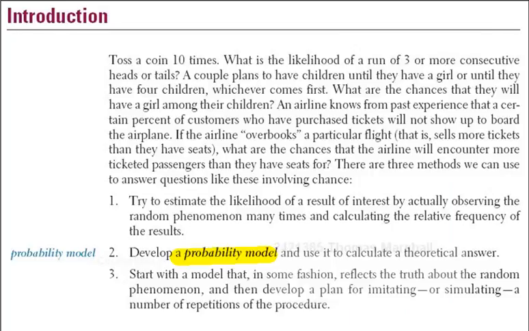Very simply, a probability model lists all the possible outcomes for an event, and we call that list the sample space, and gives the probability that each one of those outcomes occurs. So that's what a probability model is: the sample space, the list of all possible outcomes, accompanied by the probability of each one of those outcomes.